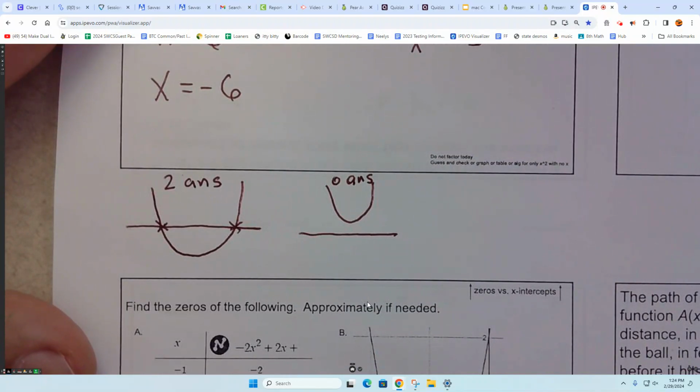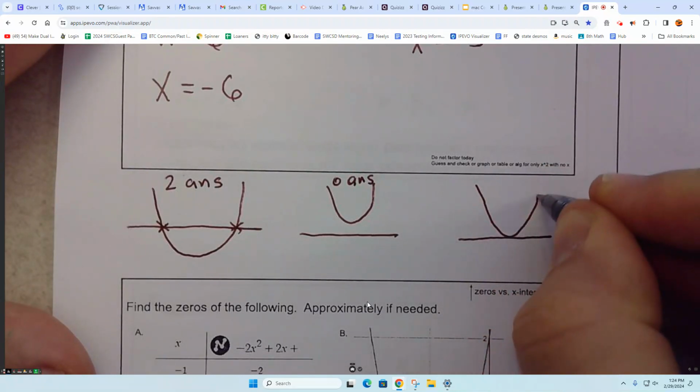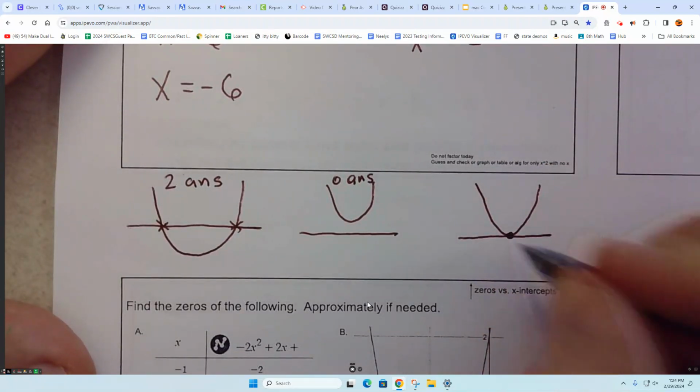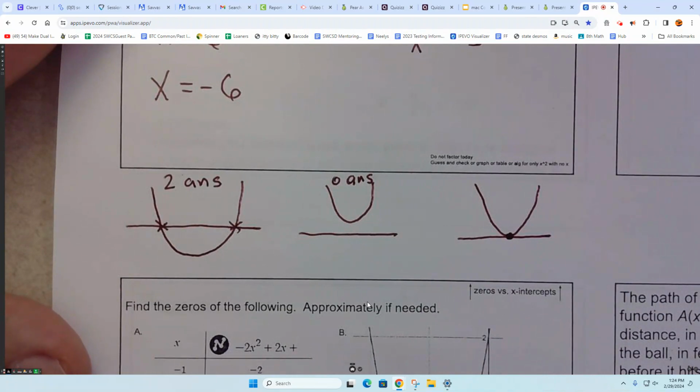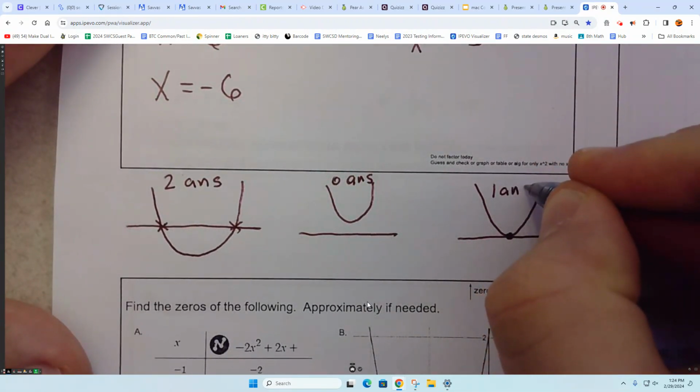There's one more option. If our vertex is on that line, then how many answers will we have? 1 answer.